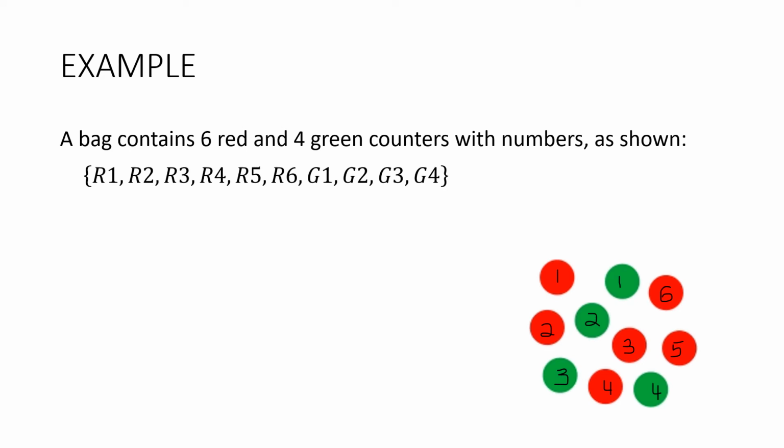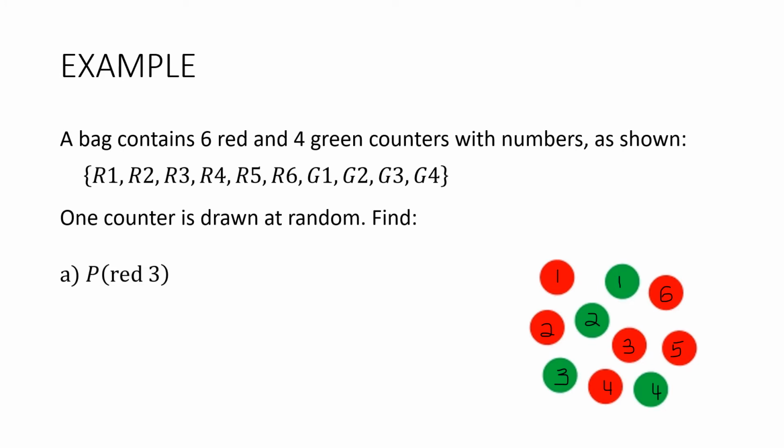Let's look at another example. A bag contains 6 red and 4 green counters with numbers as shown. So we can have red 1, red 2, red 3, red 4, red 5, or red 6, and green 1, green 2, green 3, or green 4. One counter is drawn at random. Find the probability that it's a red 3. Well, there's only one way to get a red 3. There it is there. So our probability is going to be 1 out of 10.